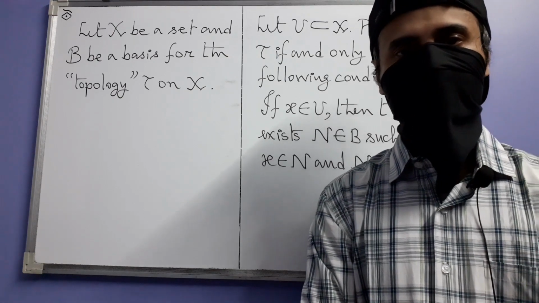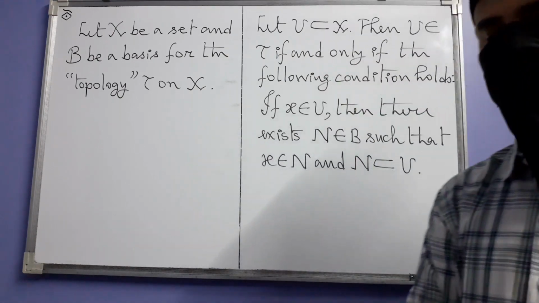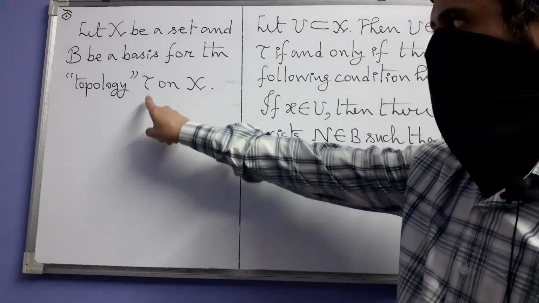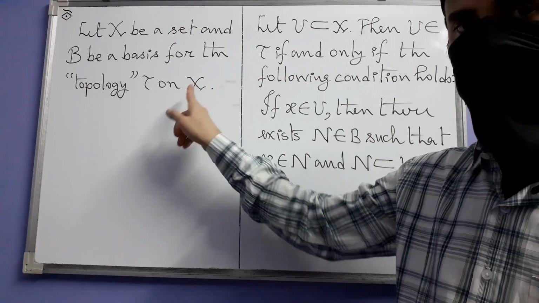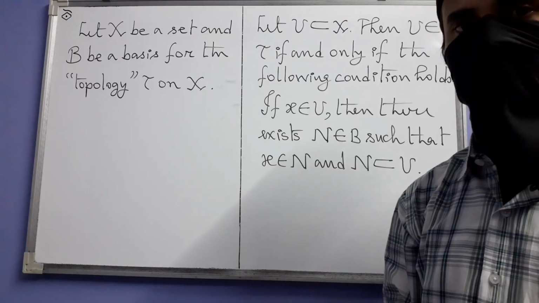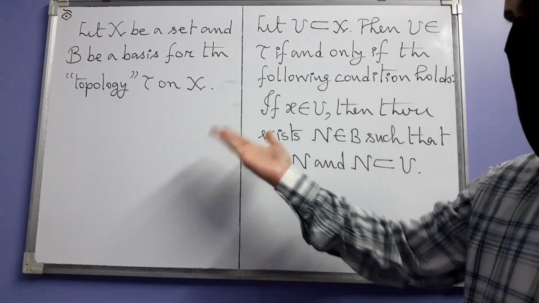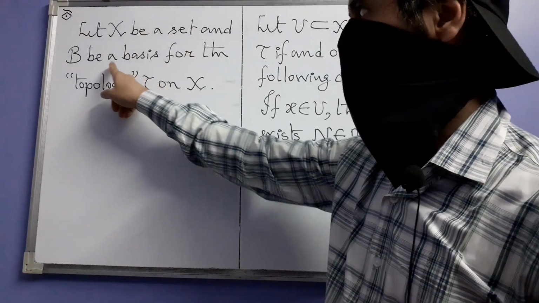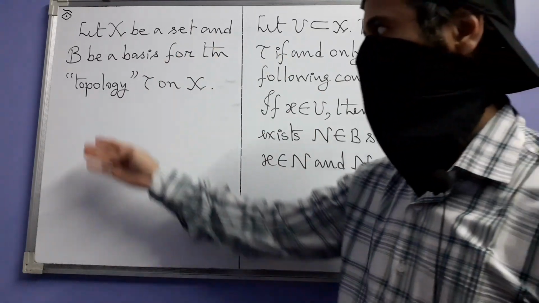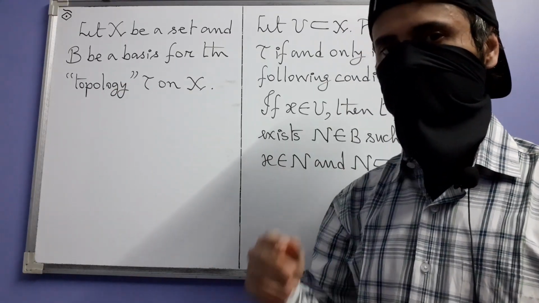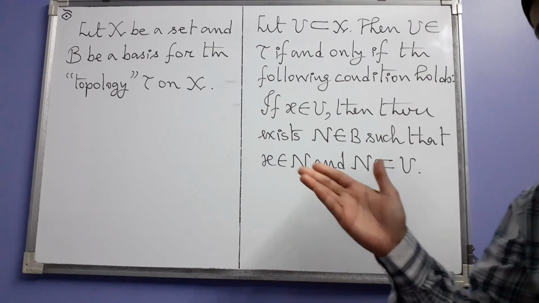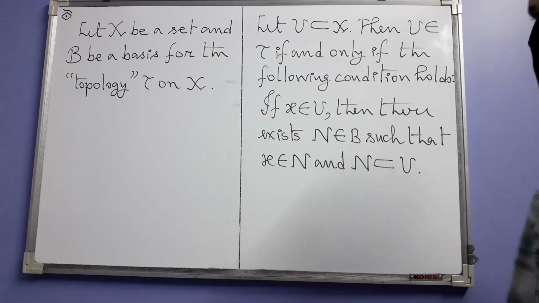Let us today address that issue that we left unaddressed in the previous video, namely showing that this topology tau on X really is a topology, which we defined in terms of a basis B on X. So we start like this: let X be a set and B be a basis for the "topology" tau on X, and I have kept topology within quotes because we have to show that it's really a topology. And let us recall what the definition of tau was.